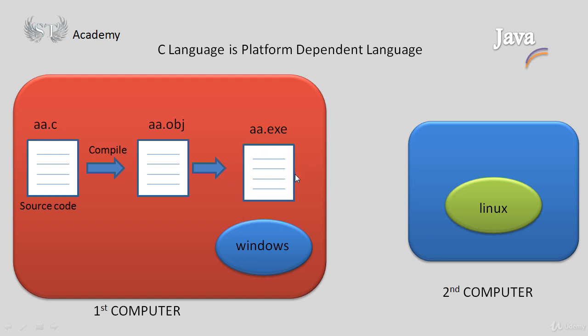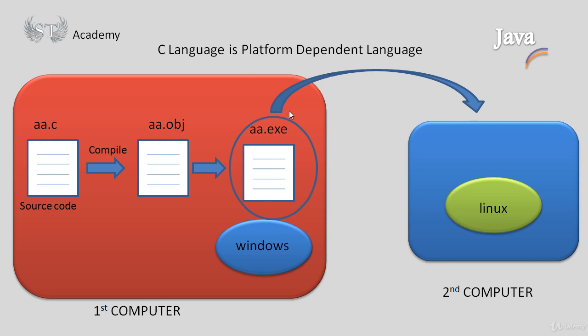Now I want to run the same file on the second computer. When I take this file to the second computer, the operating system changes. So this file is not going to execute, because this file is specific to the operating system of the first computer. It is not going to run on the second computer. That's why C is known as a platform dependent language.